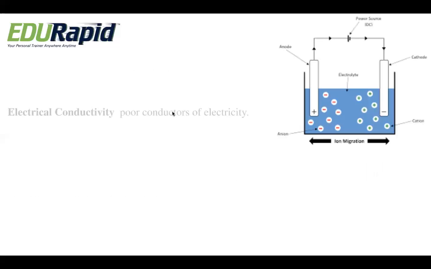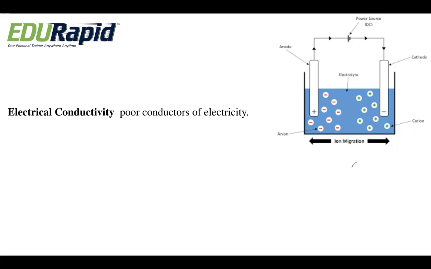The next important property of the covalent substances is electrical conductivity. The covalent substances are poor conductors of electricity, which means they are not good conductors of electricity. Again we can carry out the same activity, that is the electrolysis process. This is just to understand, as we have understood with the ionic compounds. Here, for the flow of electricity, there is a requirement of ions.